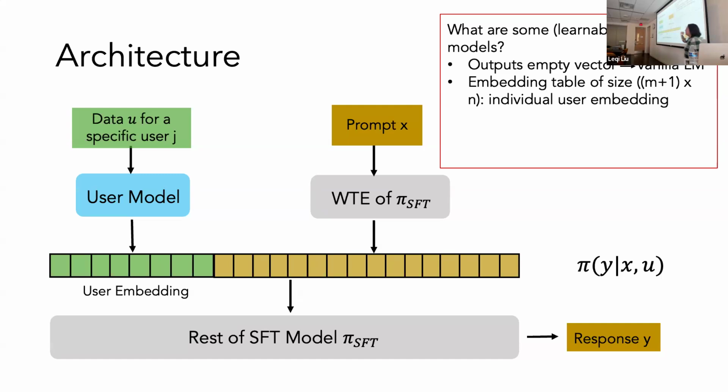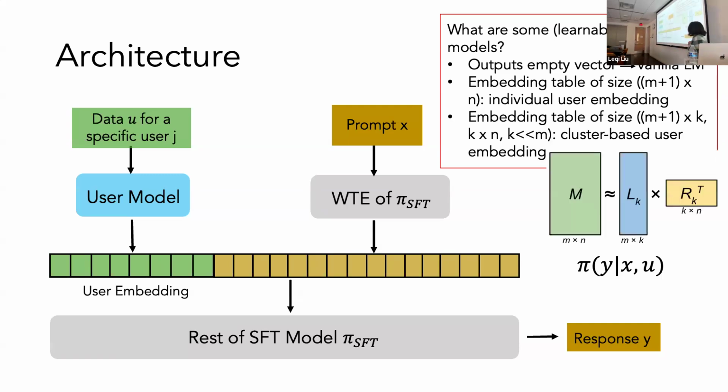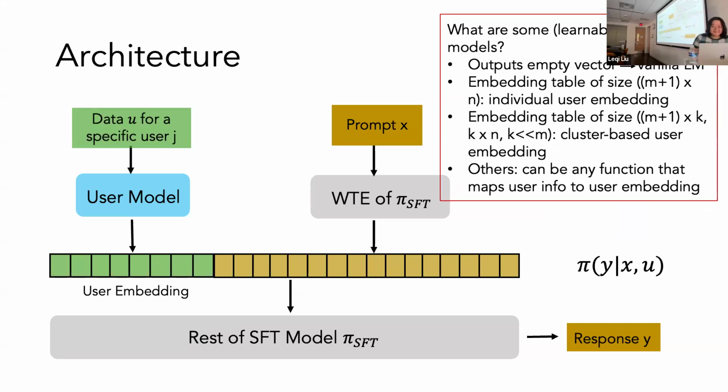And n is actually the dimension that Sujay was saying. Okay, and then the other way is, suppose I have a lot of users and my embedding table is going to be huge. Then maybe we can find a better way to approximate this. In particular, we consider a user model that's a multiplication between two embedding tables, one of size n+1 times k, the other of size k times n, where k is the number of clusters. So the interpretation is that the user embedding is a weighted combination of k basis vectors. This can efficiently reduce the number of trainable parameters.